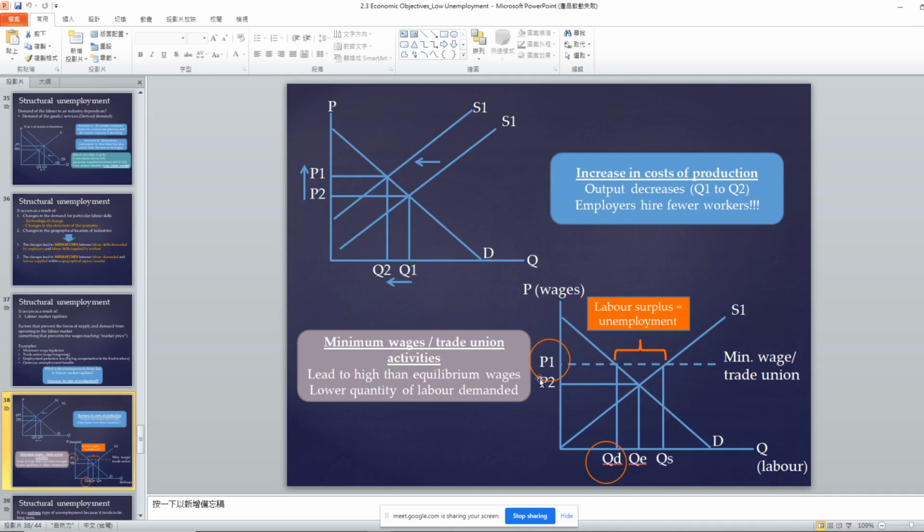Okay, and also when you talk about minimum wage, trade union activities, you just have to use a diagram which is quite similar to a price floor, because of a higher price, higher than the equilibrium price. So at the end, you see here, when we were in equilibrium, we transacted more, but right now, this is where we make the transaction. And same logic here, the quantity is actually decreasing, and that's why you see unemployment. Okay, so that is structural unemployment.